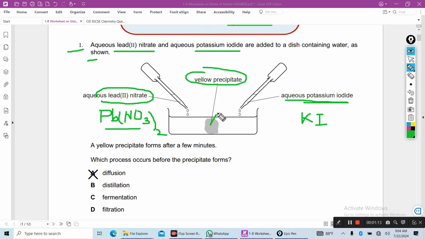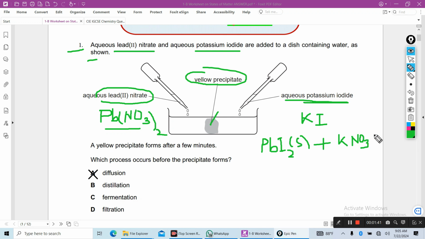This is the solid yellow precipitate. Aqueous lead(II) nitrate reacts with potassium iodide to produce lead(II) iodide solid plus potassium nitrate. Potassium nitrate is aqueous, this is soluble.